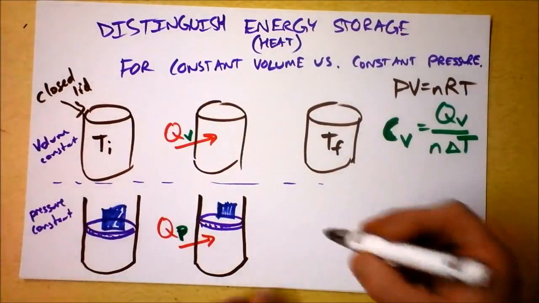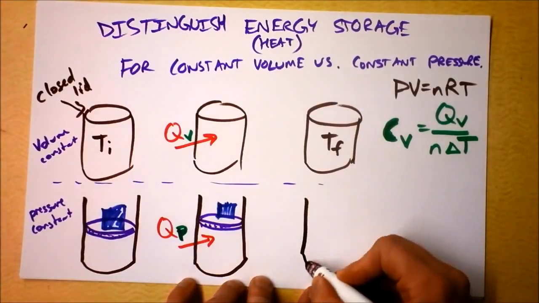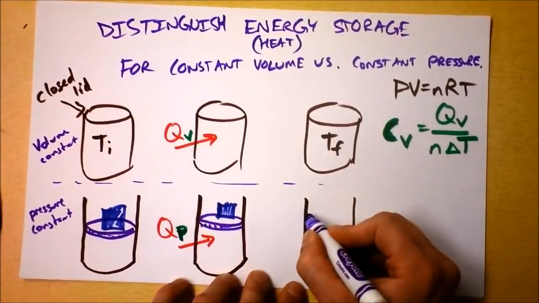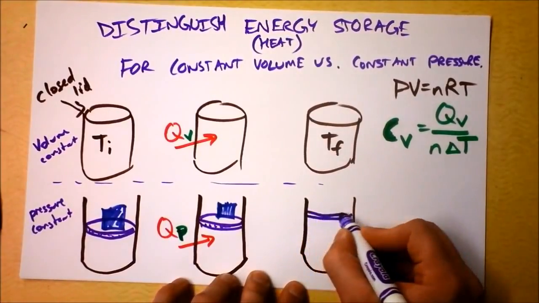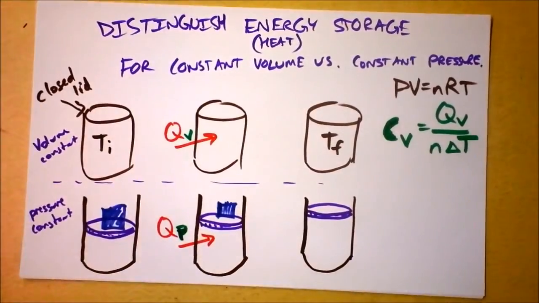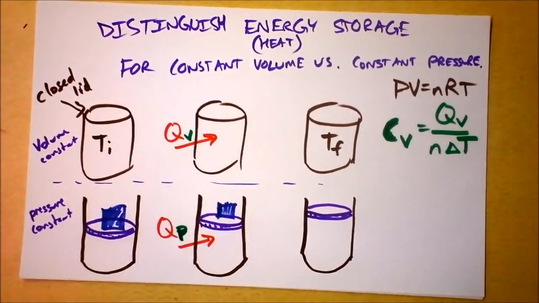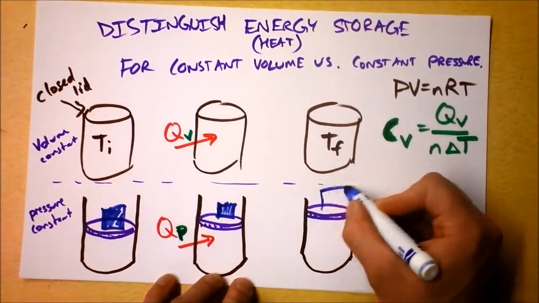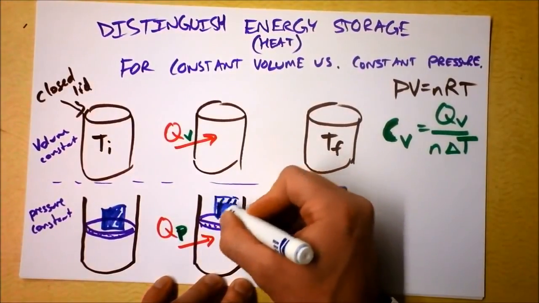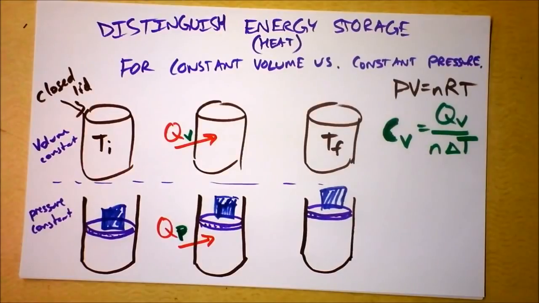And our final situation is going to include the mass being up higher, because the volume has changed, but the pressure has remained the same. And there's our mass. Sorry, it looks like the mass has been shrinking. There, now it looks like the mass has stayed the same.